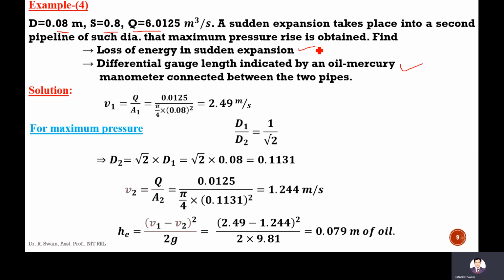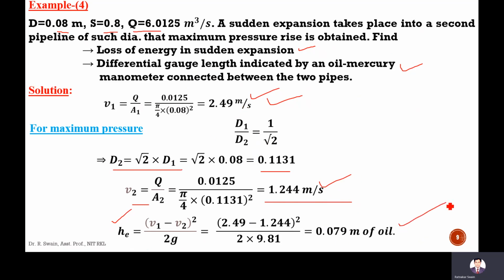Loss of energy due to sudden expansion, that you know, (V1 minus V2) whole square by 2g. So here discharge is given, D is given, meaning D1, because the sudden expansion takes place in the second pipeline; the first pipeline diameter is given. So Q by A1 we can calculate V1, and for maximum pressure rise D2 is root 2 times D1, so D2 is calculated. So V2 we can calculate as Q by A2. So once we calculate this V1 and this V2, HE is calculated using this formula.